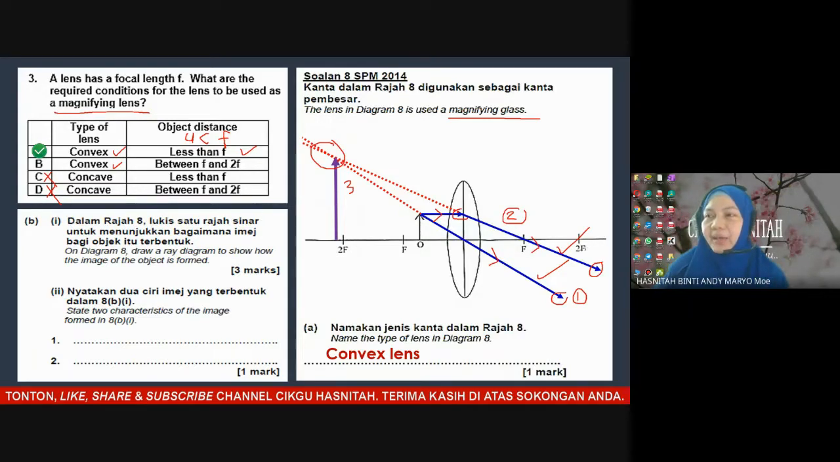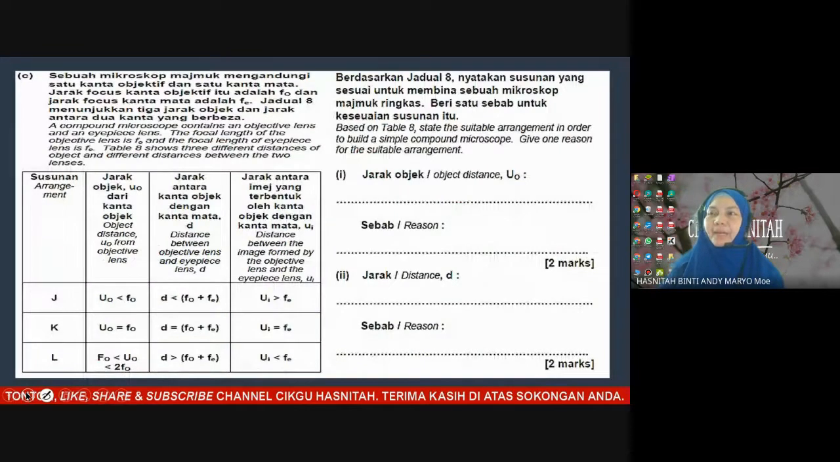Alright? Okay, so can you tell me the characteristics of the image here again for a magnifying lens, for a magnifying glass? It is virtual. Second, magnified. And then you can say upright. Okay, virtual, upright. Another one you can say magnified.